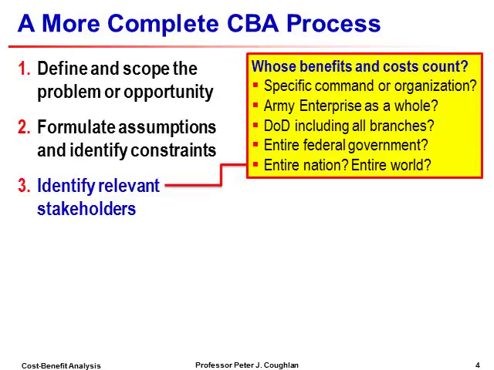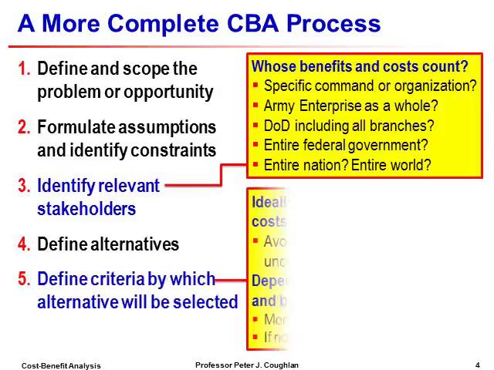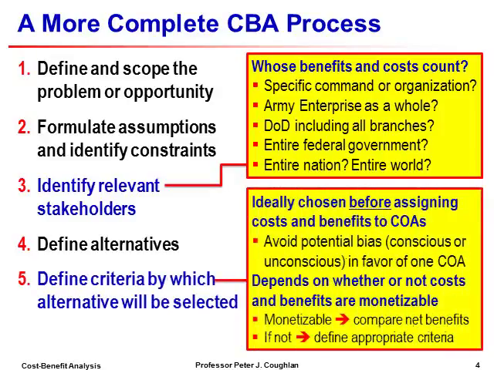Step 4, define the alternatives. Unchanged. It was formerly step 3, but I retain that same step. I would then, step 5, define the criteria by which the alternative will be selected. That's not a new criteria, although I've rephrased it. Remember, it was define alternative selection criteria, and I thought that was confusing. But define criteria by which alternative will be selected.